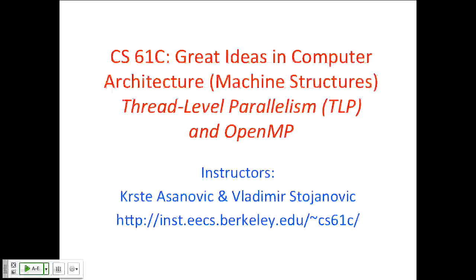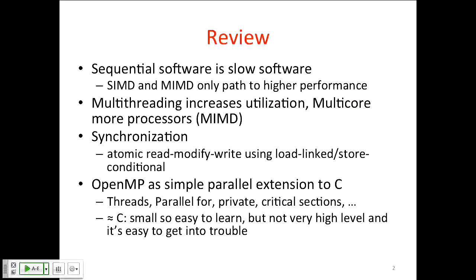Okay, so it's the second part of the lecture on thread level parallelism in OpenMP. Just to remind you what we talked about last time, there's been this big change in technology that meant that individual transistors aren't getting faster, and that meant that sequential, single processes aren't really getting much faster. And so these days, if you want fast code, you have to write parallel code. So sequential software is slow software.